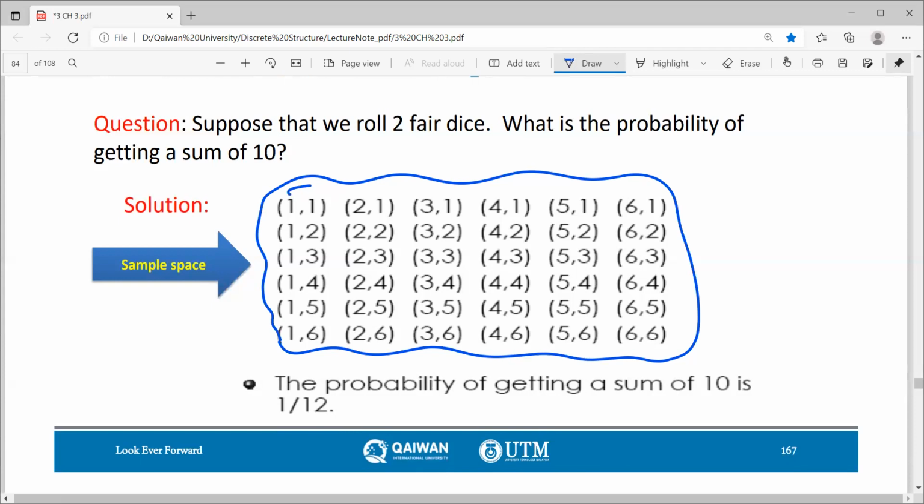Look, 1 plus 1 is 2. 2 plus 1 is 3. So we are going to look for those which have the sum of 7. 1 and 6 is 7. 2 and 5 is 7. 3 and 4 is 7. 4 and 3 is 7 also. 5 and 2, 6 and 1. We have these 6 possible outcomes, which the sum is 7.